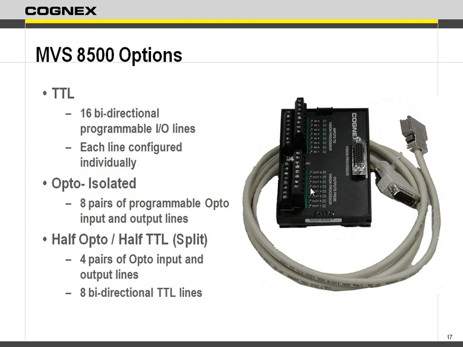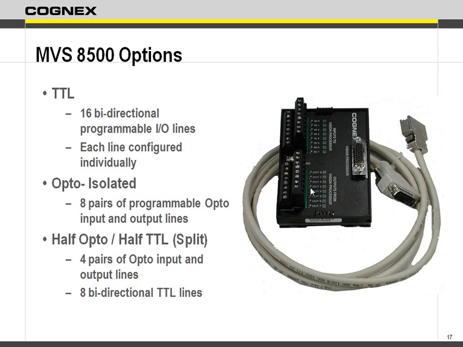Now with the 8500, remember it's a frame grabber, the PCI frame grabber that goes with the analog cameras. Because it's a frame grabber, which Cognex makes itself, we also have the I/O on board. So you can get an I/O card that will allow you to pull it out. We've got a couple of different flavors. You can get all TTL. So if you're just doing some TTL signals, you can get 16 bidirectional programmable I/O lines, and you can configure them each individually. So they're all separate, okay?